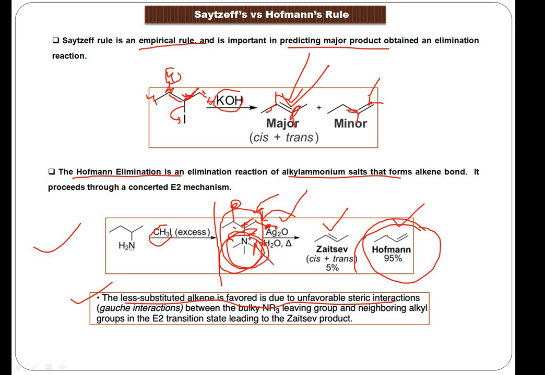So this is all we have on Saytzeff's rule and Hofmann's rule. Now I will just quickly wrap it up. Saytzeff's rule says that in the elimination reaction, particularly where the halogen gets removed in the presence of a base, the major product is the more substituted one as per thermodynamics. But in the case of Hofmann elimination, the product formed is the least substituted. So this actually works as per steric interaction. So this is all we have.